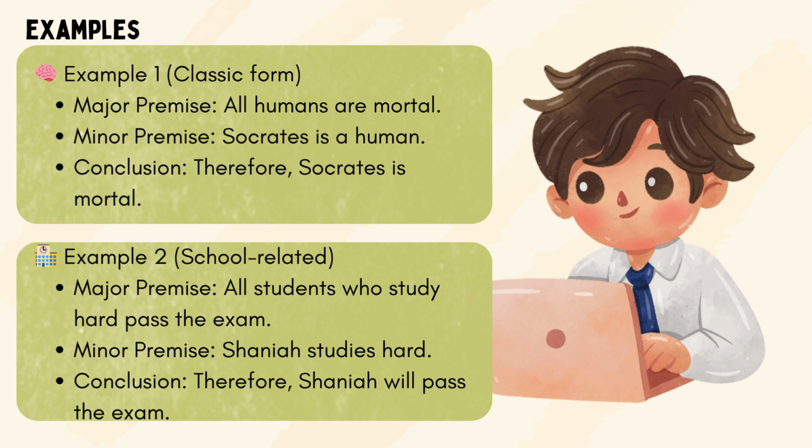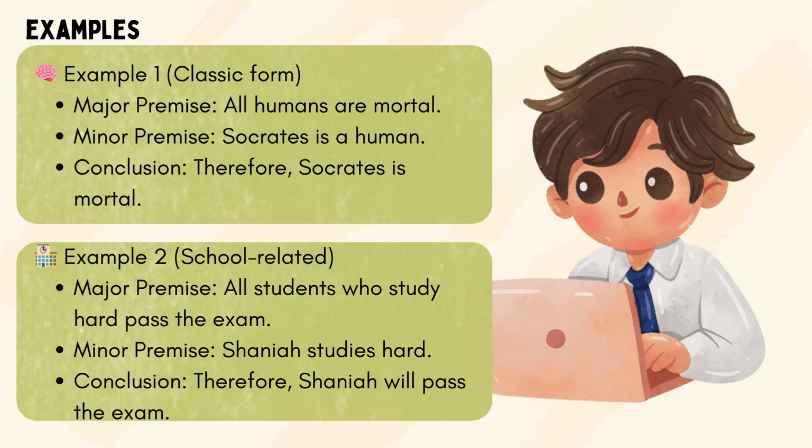Okay, so we have here some examples. In the first example, for the major premise, all humans are mortal. Minor premise, Socrates is a human. Conclusion, therefore, Socrates is mortal. This shows how a syllogism works using deductive reasoning. The major premise gives a general truth, that all humans eventually die, and then the minor premise identifies Socrates as part of that group, or a human. Therefore, it is logical to conclude that Socrates is mortal.